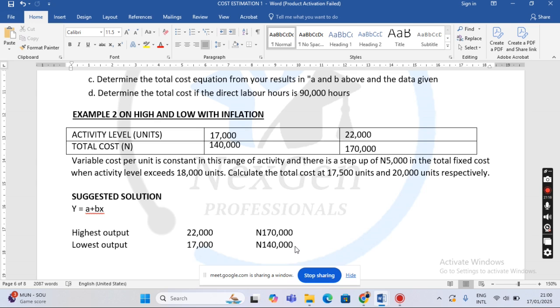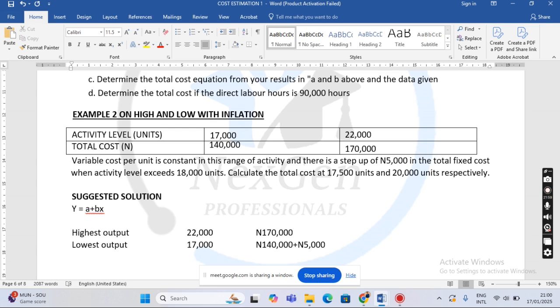It makes your total cost include your total variable cost as well as total fixed cost, right? So from this 17,000 units and 140,000 naira does not include what? The inflation cost. So you need to consider it, because the production level has already exceeded 18,000 from 17,000. So you need to consider the future cost of that. That is why you need to add 5,000 naira to this.